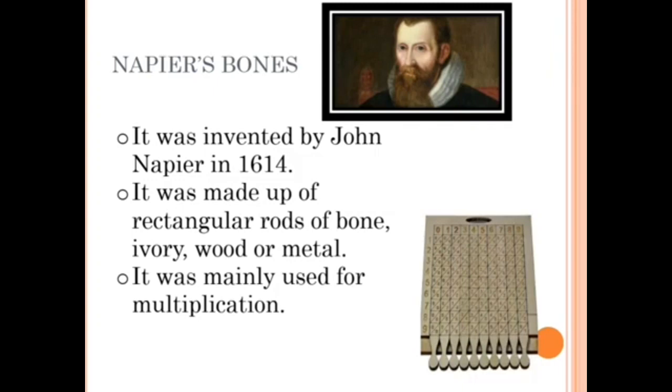So Napier's bone was invented by John Napier in the year 1614, and it is made up of rectangular rods. The materials used were bone, ivory, wood or metal, and it is mainly used for multiplication.